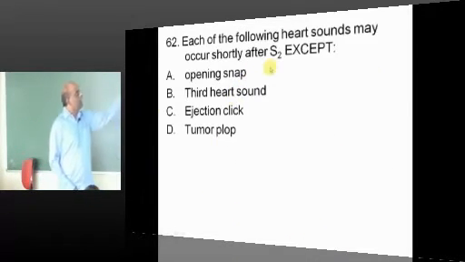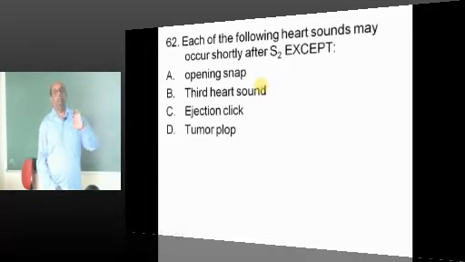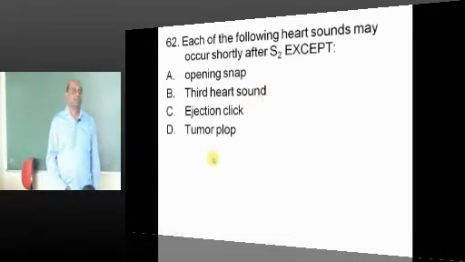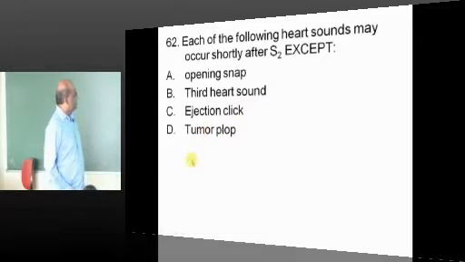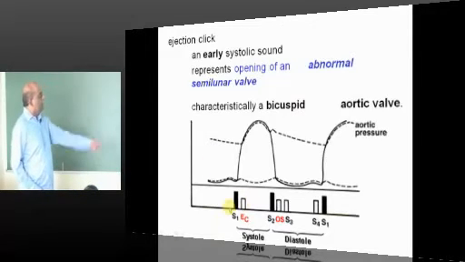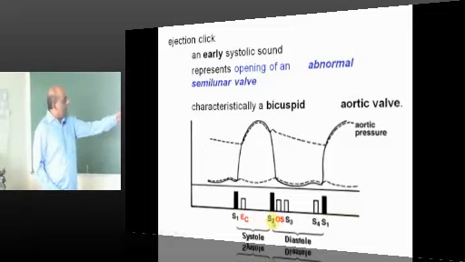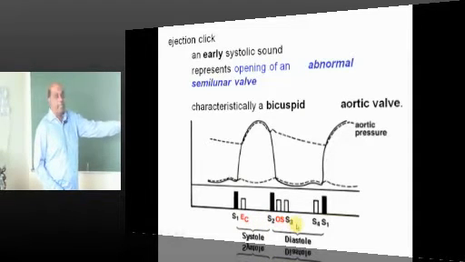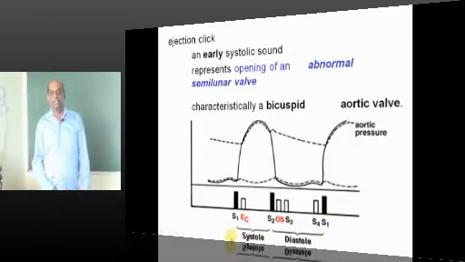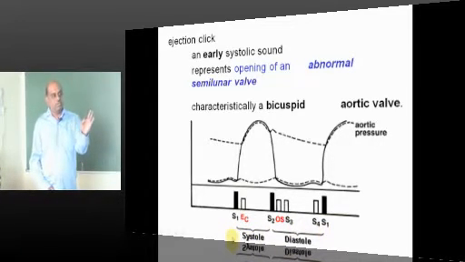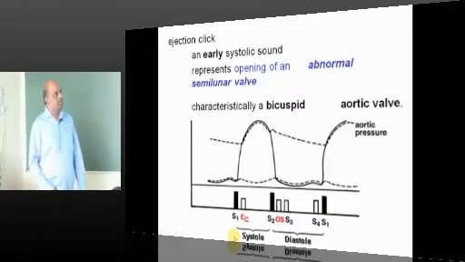Now, shortly after S2, which will not happen? Ejection click. Excellent. After S1 comes the ejection click, after S2 the opening snap, then S3 and S4. Between S2 and S1 you call it diastole, between S1 and S2 you call it systole. You must know which sounds are systolic and which are diastolic.